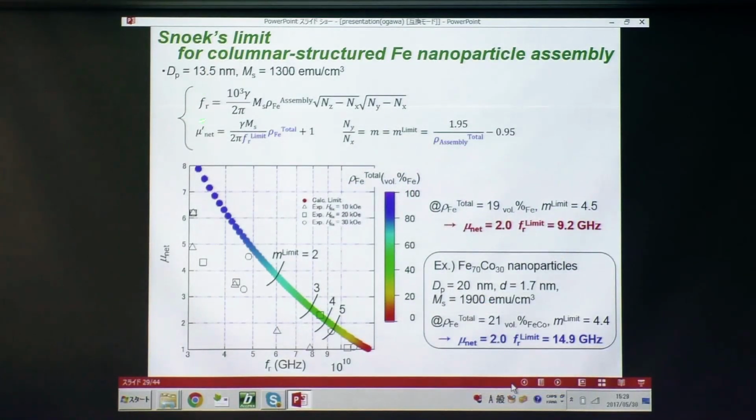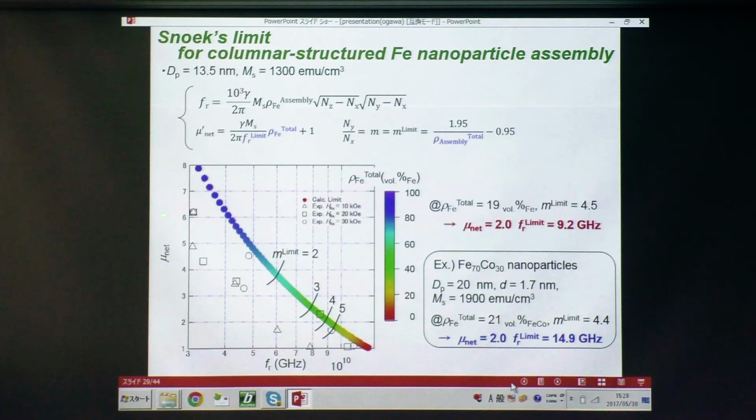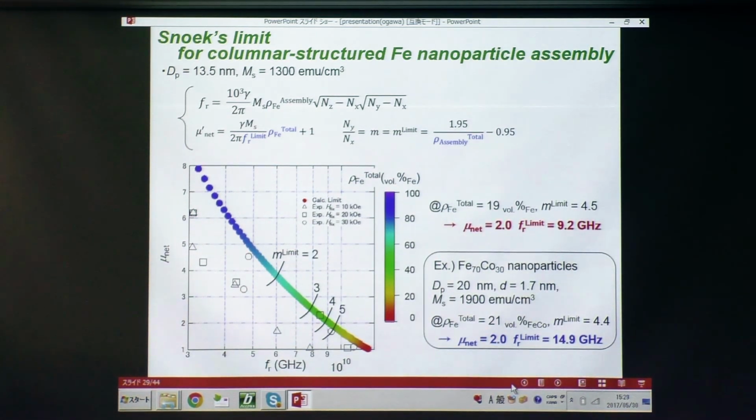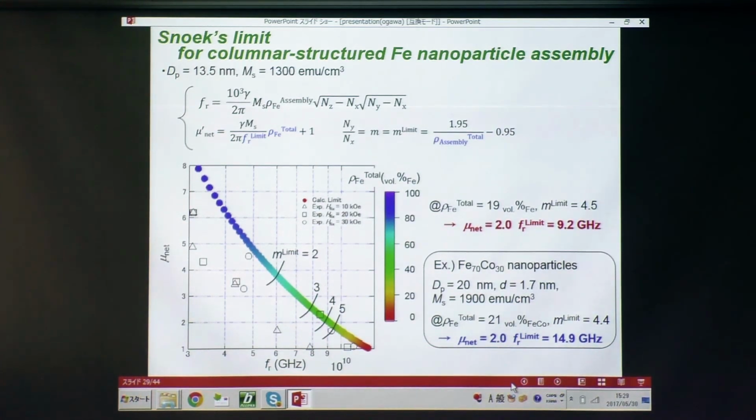This resonance frequency is expressed in the previous slide. And we can also estimate the mu net, expressed like this equation. And this is a calculated upper limit based on the Snoek limit using this equation. And the experimental plot is like here. Unfortunately, this experimental data does not reach the upper limit of the calculation.